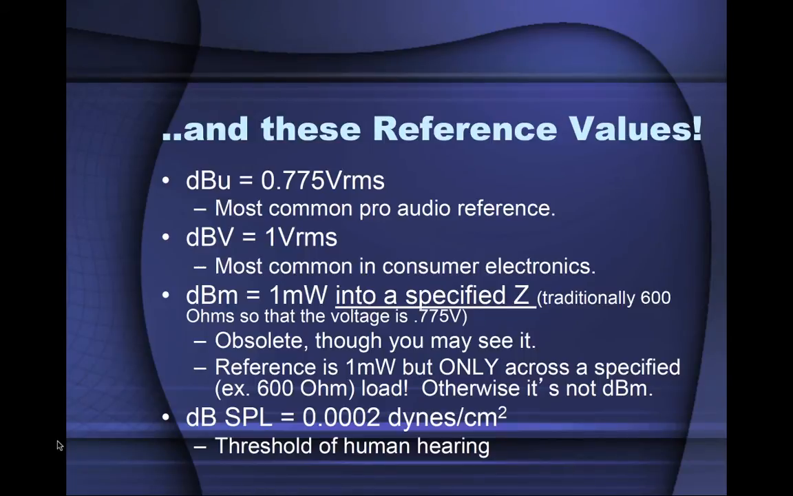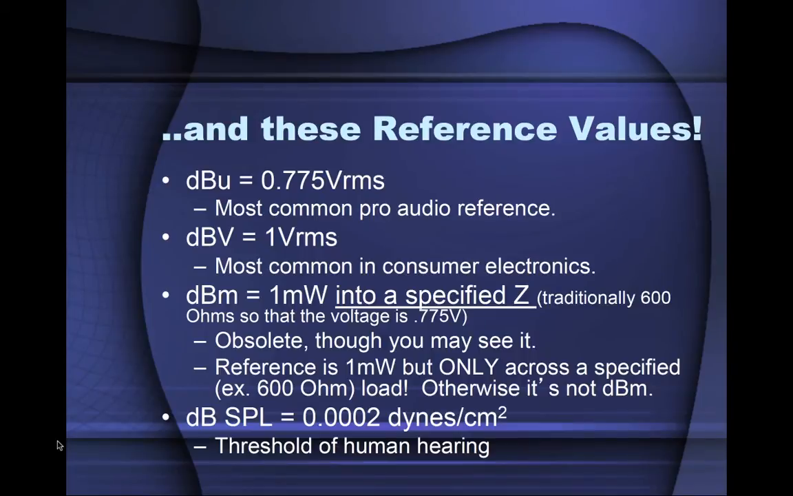It's really not a good reference because the reference value is 1 milliwatt, but it's only into a 600 ohm load. Now, back in the olden days, when everything was 600 ohms to 600 ohms as the input or output impedance, that would be perfectly fine because we'd be dealing with those impedances all the time. But now we don't really deal with fixed 600 ohm impedances. We deal with bridging impedances, that is, low output impedances and high input impedances. So we deal mostly with dBu.